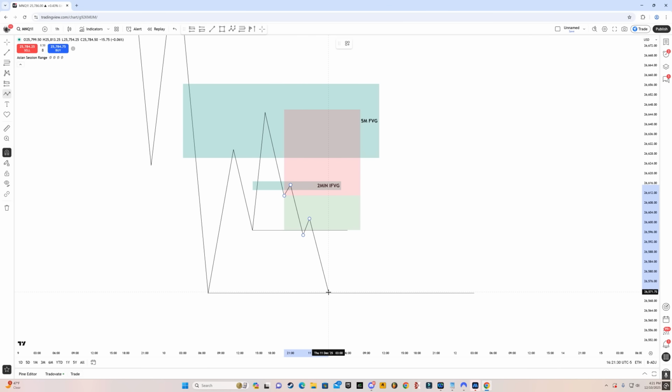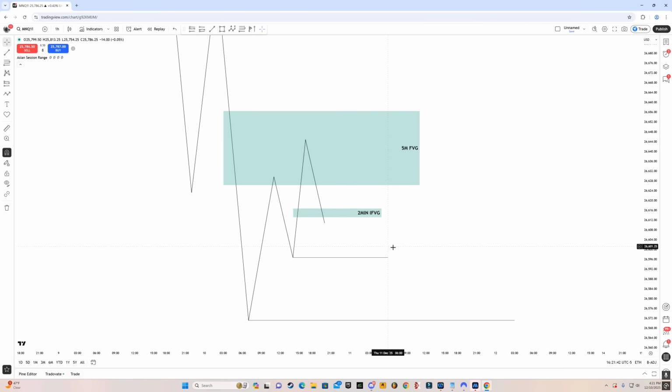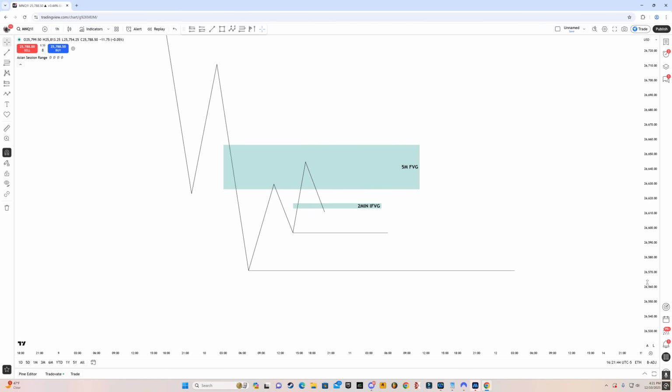If it truly wants to go down, it's just going to melt through this low like butter. It shouldn't retrace back up, because then that could just mean that we are going to continue higher in most cases. But that's pretty much the entire strategy. Let me give you guys some examples, and then we'll end the video.